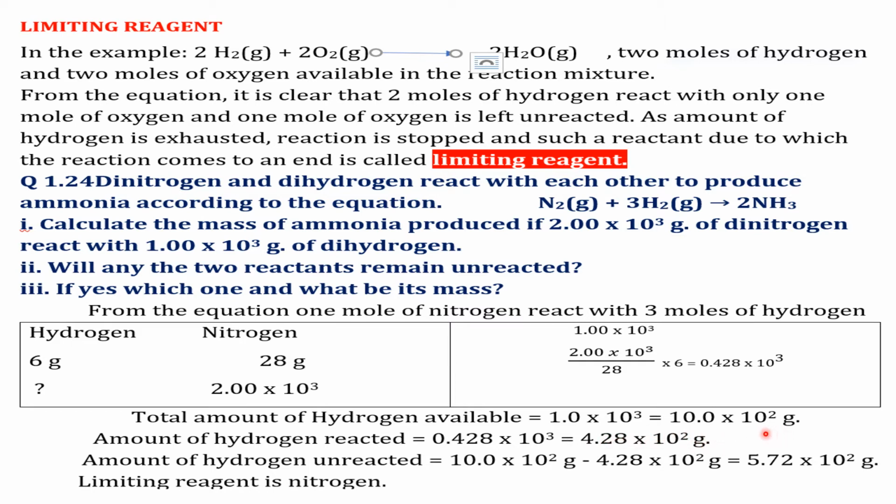The total amount of hydrogen available is 1.0 into 10 power 3 grams, which is equal to 10.0 into 10 power 2 grams. The amount of hydrogen reacted is 0.428 into 10 power 3, which is written as 4.28 into 10 power 2. So the amount of unreacted hydrogen equals 10 minus 4.28, which is 5.72 into 10 power 2 grams. So here a certain amount of hydrogen is left unreacted because the nitrogen is exhausted. Therefore, the limiting reagent is nitrogen.